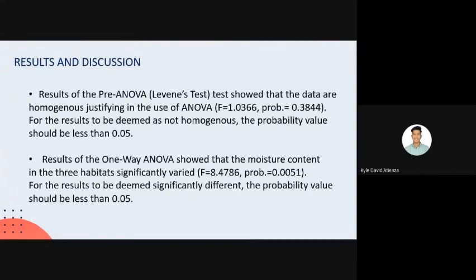Results of pre-ANOVA tests showed that the results are homogeneous, justifying the use of ANOVA. For the result to be deemed as not homogeneous, the probability value should be less than 0.05. The results of the one-way ANOVA showed that the moisture content in the three habitats significantly varied. For the results to be significantly different, the probability value should be less than 0.05.